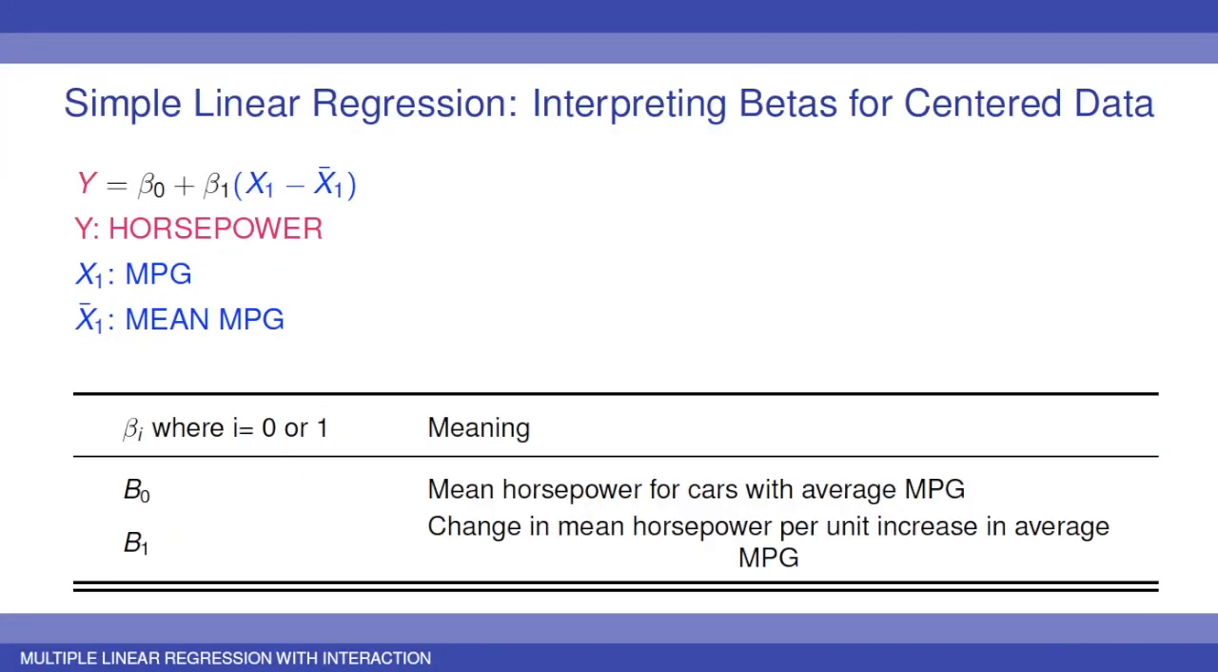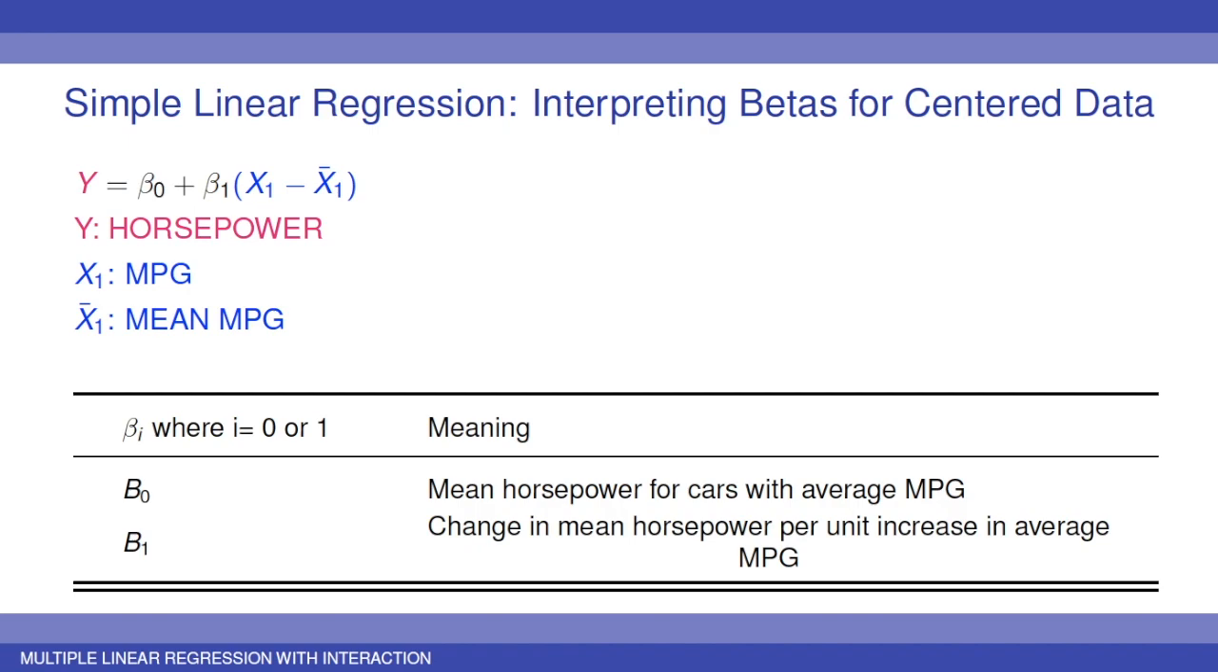Here is the simple linear regression model with centered MPG that we saw in the previous slide. The dependent variable y represents horsepower, and the independent variable x1 represents MPG. When interpreting the betas, we have to keep in mind that x1, or MPG, has been centered. This means that the mean MPG was subtracted from every observation of MPG. Beta 0 represents the y-intercept. It is the mean horsepower for a car with average MPG. Beta 1 is the change in the mean horsepower per unit increase in average MPG.